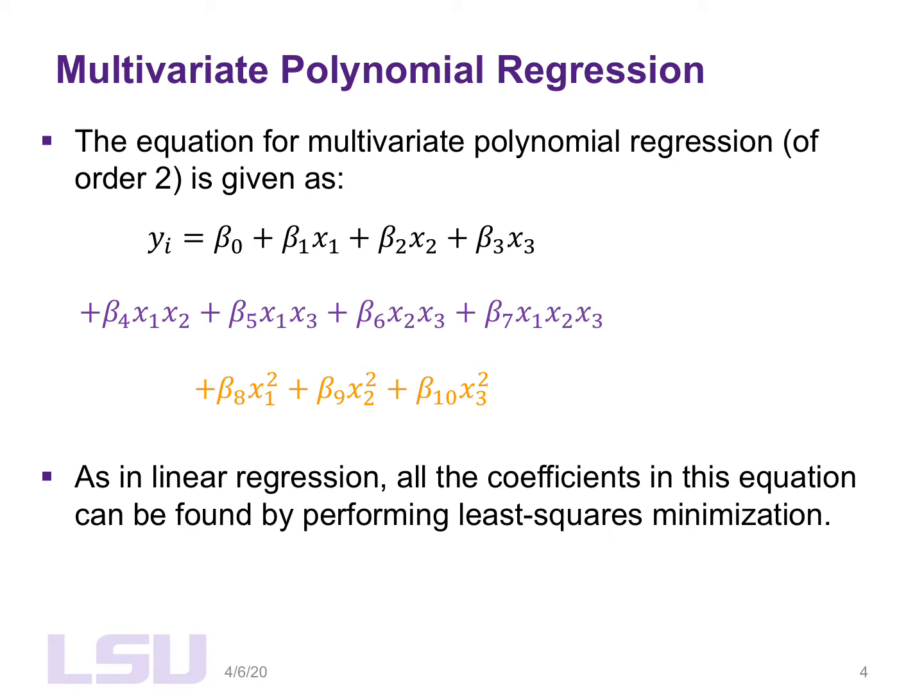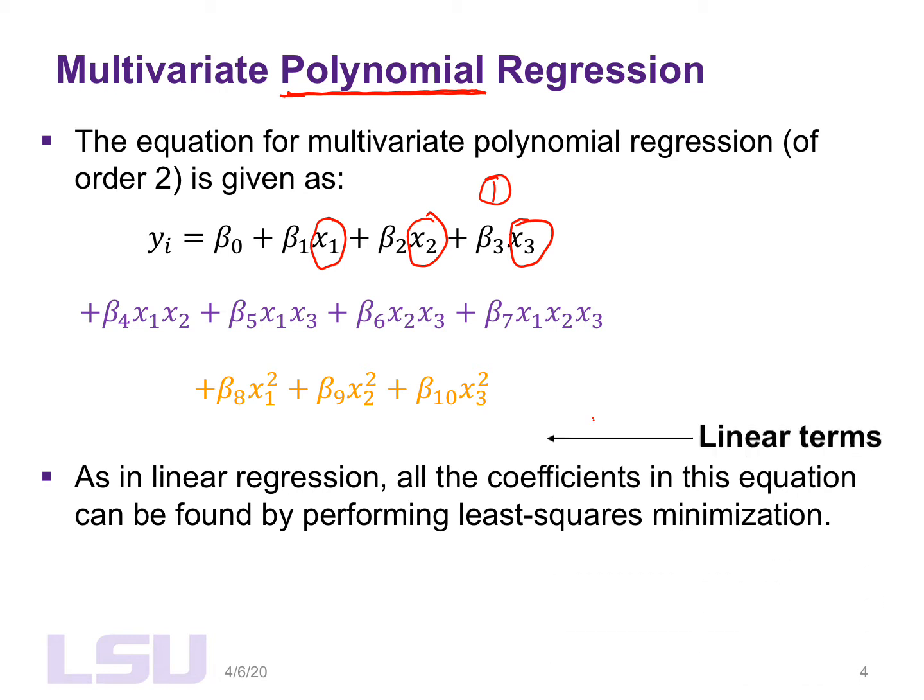Now we're looking at multivariate polynomial regression. So no more linear, meaning the highest term can be more than order 1. So this has an order of what? The order here is 1, right? The power is 1, and that means it's a linear term. So these are the linear terms.